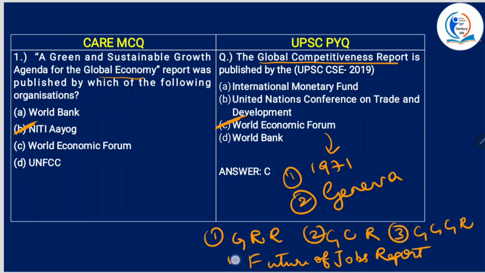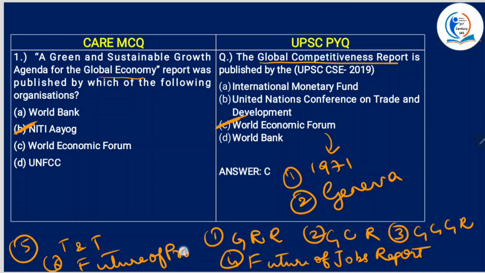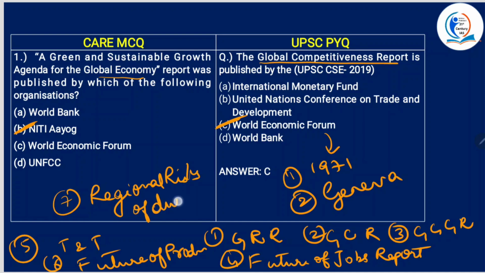So 2, 3, 4. Fifth one is Travel and Tourism Competitiveness Index. Then Future of Production Report. And the other report is Regional Risks of Doing Business Report. And there's also the 8th report, which is Inclusive Development Index. Okay, it is Inclusive Development Index. So there are 8 main reports which are produced by World Economic Forum.